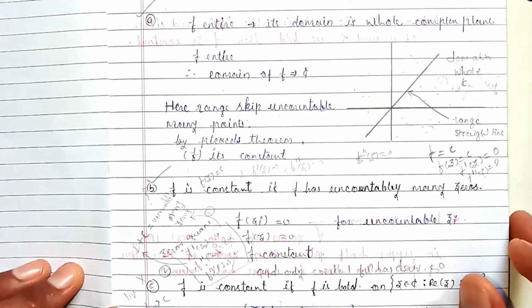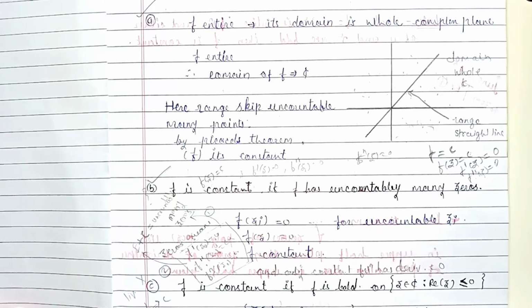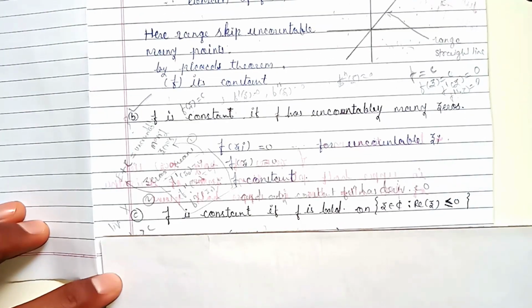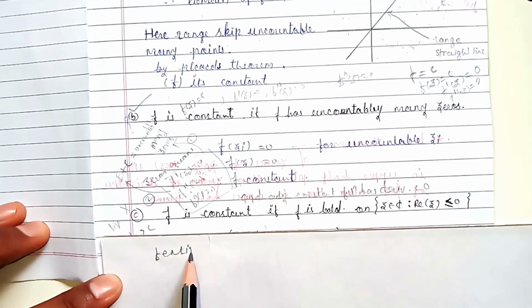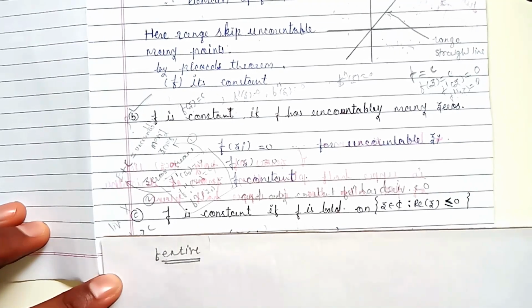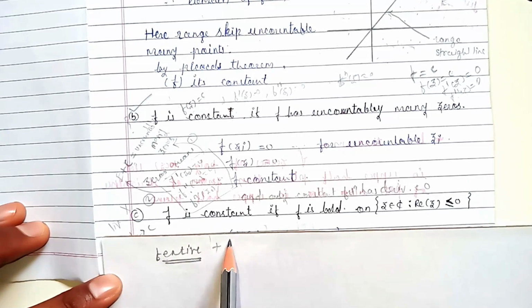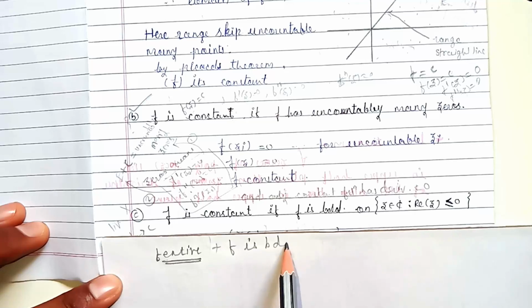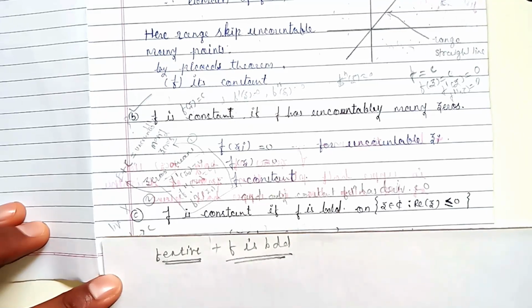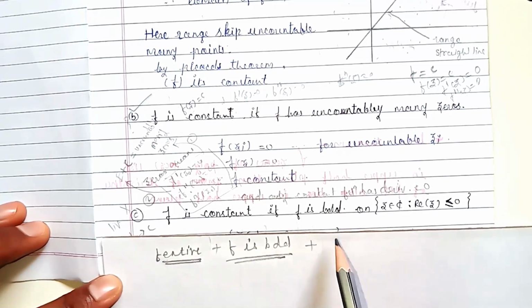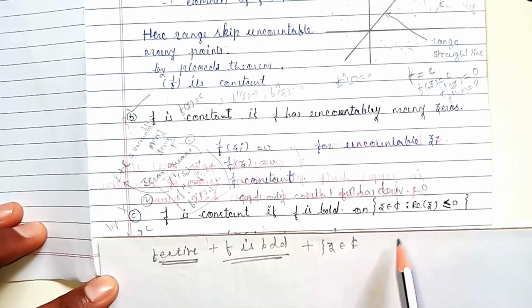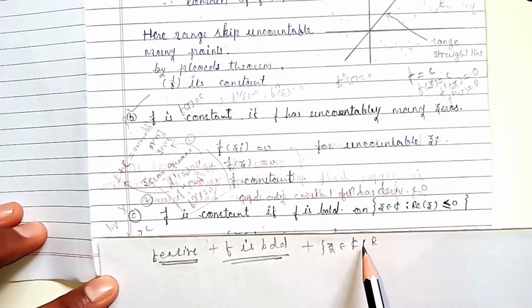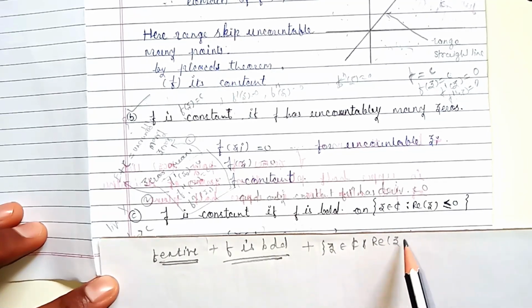Now let me explain with some short form here. We are given f is entire. Again we are given f is bounded. So f is entire and f is bounded, and one more condition we have here: z belongs to the complex numbers such that the real part of z is less than or equal to 0.